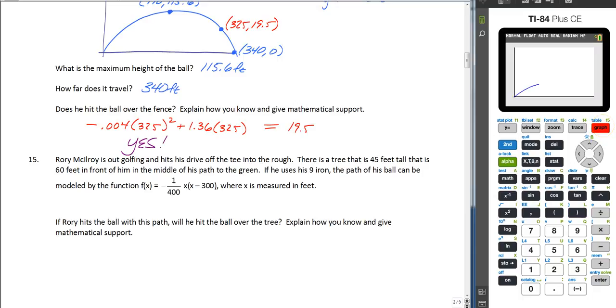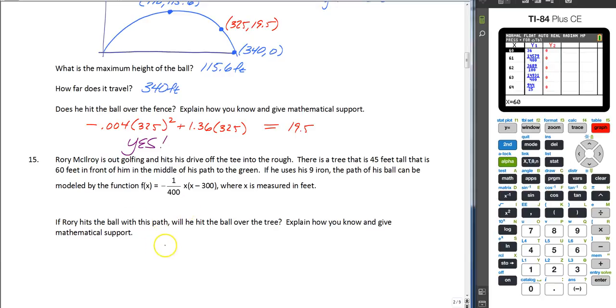So you can click and look at the graph if you want to. But we just need to look at the table. Now remember, our table's at 325. The tree is 45 feet tall and is 60 feet in front of him. So we just need to go to 60. And you can click second table again, and we will see at 60 he is at 36 feet. So we have 60, comma, 36.